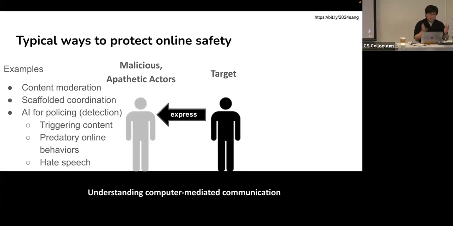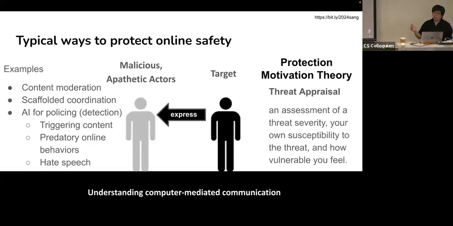So I completely value this type of work, but I thought it would be nice to have other types of work. I get inspiration from protection motivation theory, a psychology theory. The motivation to protect themselves has two different components. One is threat appraisal: an assessment of the threat severity, your own susceptibility to the threat, and how vulnerable you feel.